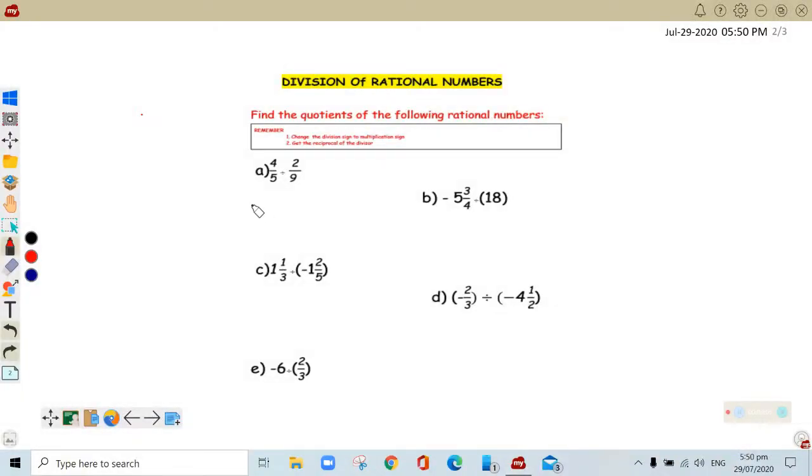Hello everyone. Today we will be discussing division of rational numbers. So in dividing rational numbers, we need to remember two things.